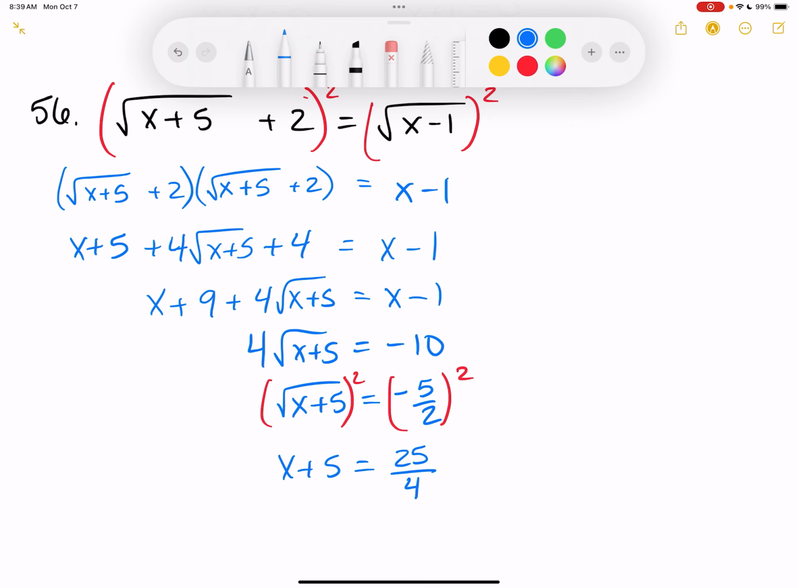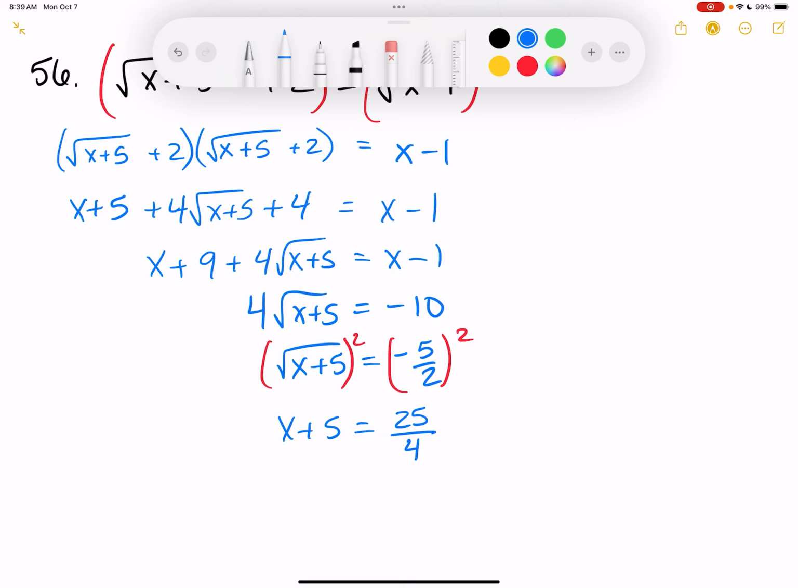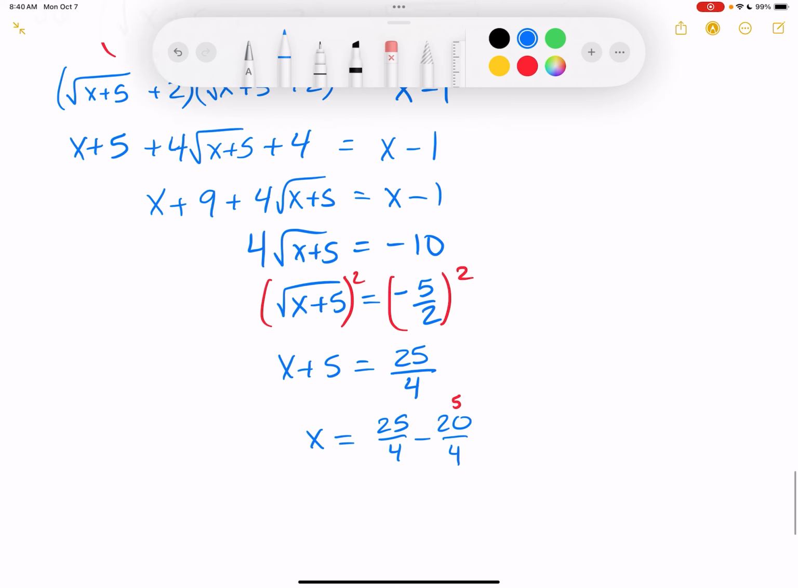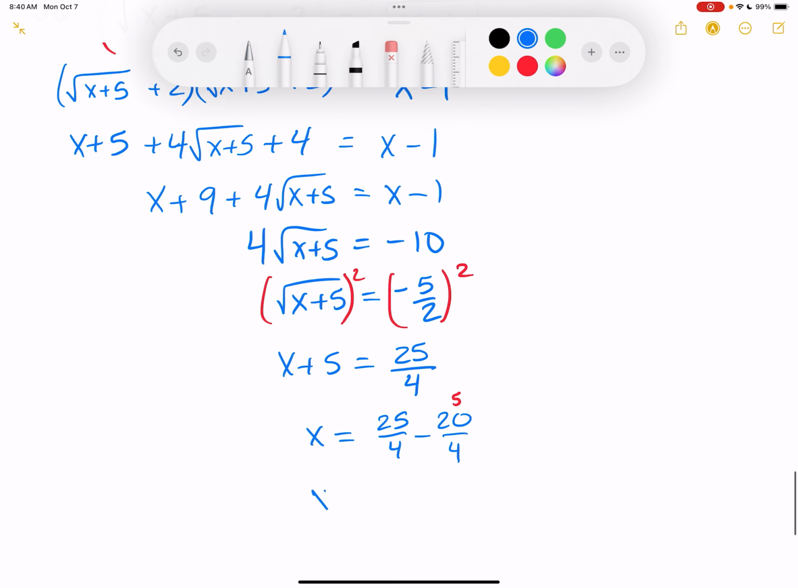I need to subtract the 5. I'm going to rewrite this 5 as 20 over 4. Do you know why? Yep, I need to have the same denominator. So x equals 25 over 4 minus 20 over 4, which was previously 5 in case we need a reference. So my final answer would be x equals 5 over 4.